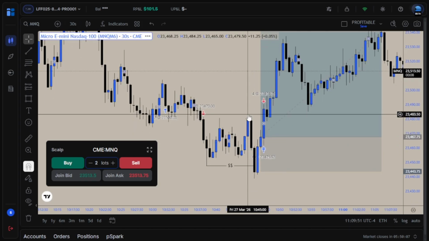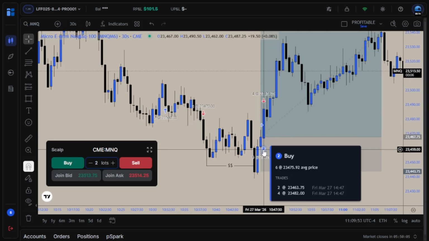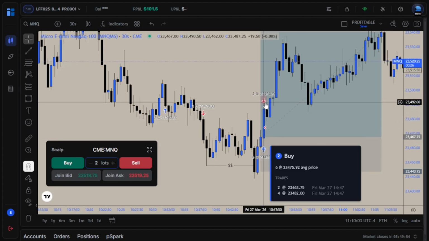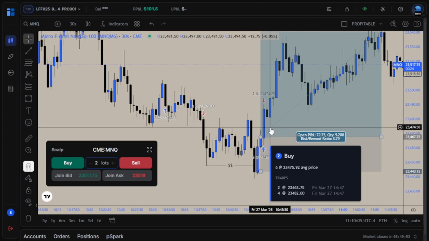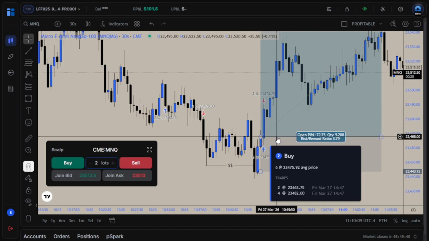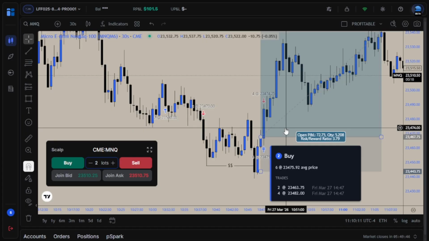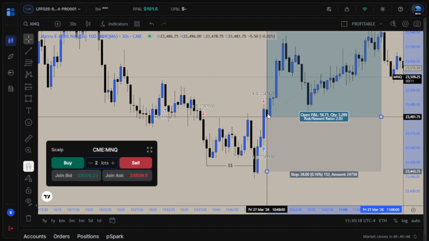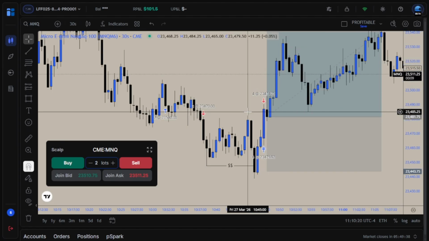But yeah, what happened was I entered at, as you guys can see, 463.75. It's on the wick of this candle, which is a great entry, and I reversed my position. I clicked on the reverse button, and I got filled into shorts, and then I had to enter back into this position again, and I got filled at 482, which was all the way up here. Yeah, which was pretty unfortunate.